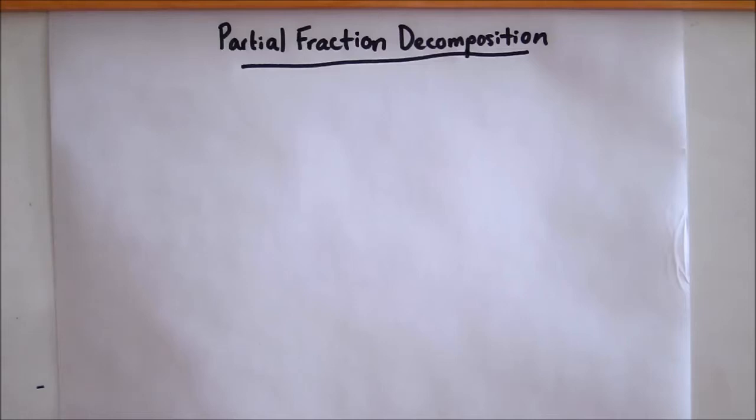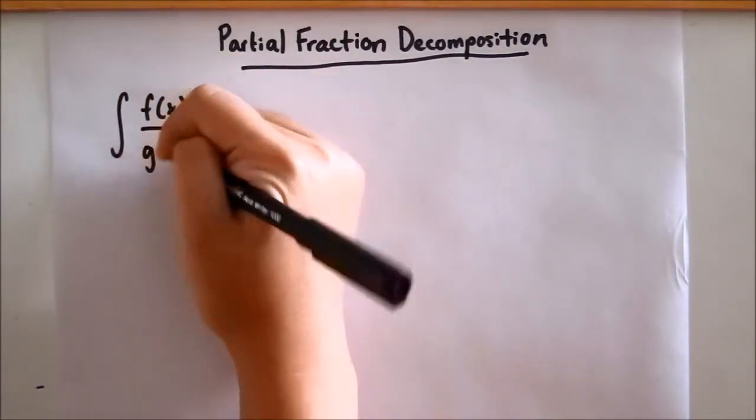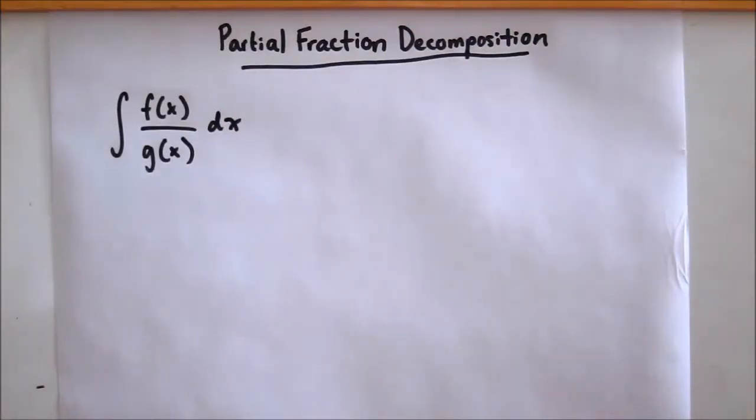Hi, so we're going to be talking about partial fraction decomposition. Sometimes you might be given an integral in the form of f of x over g of x that you can't solve using any of the other integration methods that we've learned so far. In this case, you'd have to do partial fraction decomposition. The way that you know that you can use partial fraction decomposition is if the top has a lower degree than the bottom and if the bottom is factorable.